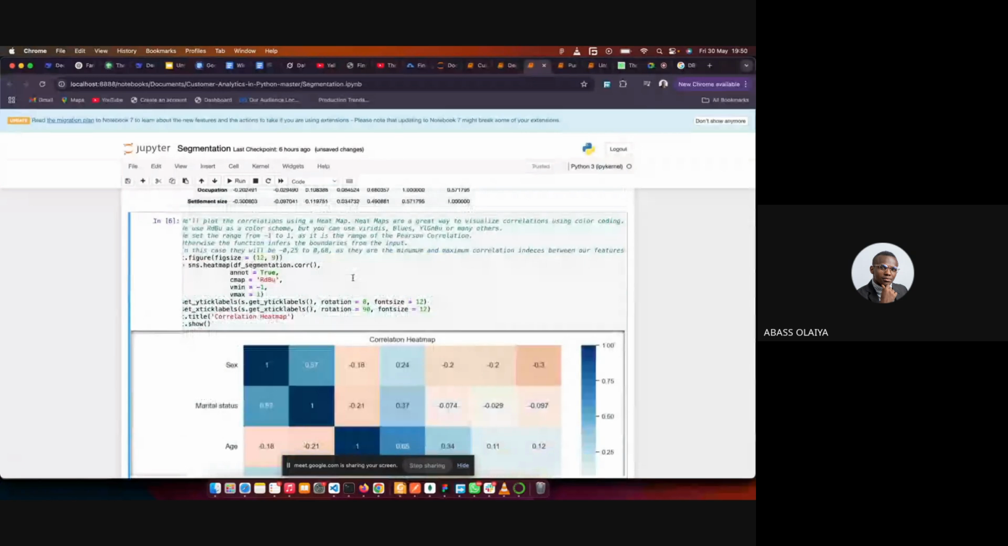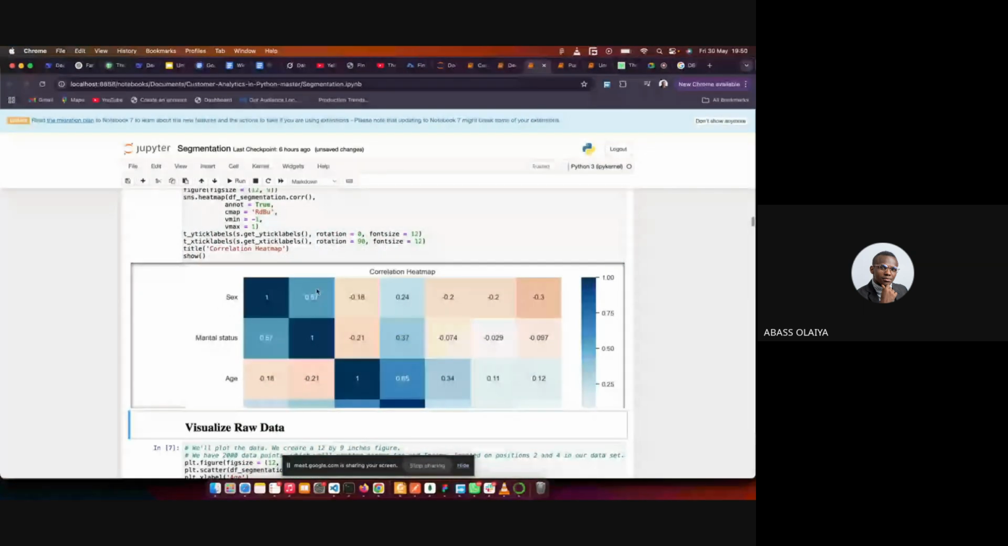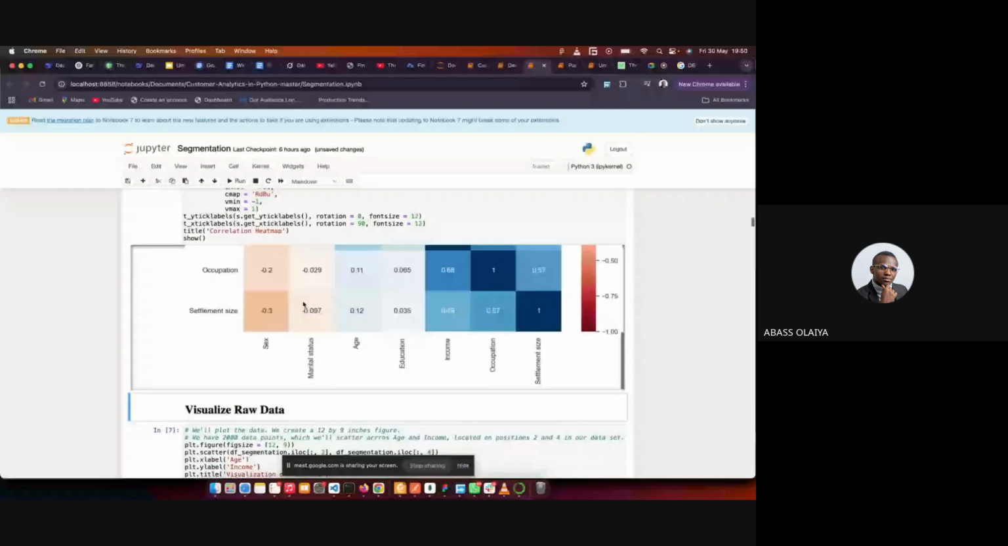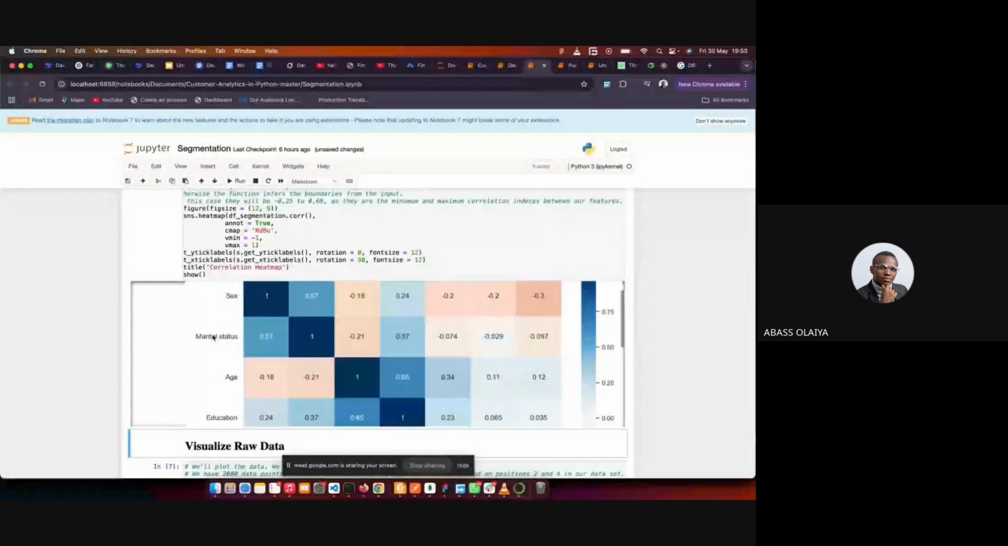So we're just doing a correlation plot here, so we can easily visualize what our correlation looks like. You can see sex has a positive correlation with marital status, probably, I'm not sure. But then it has a negative correlation with age. No, let's use something that makes sense. Age and marital status should have some correlation. Let's check. Negative correlation. Wow, that's interesting.